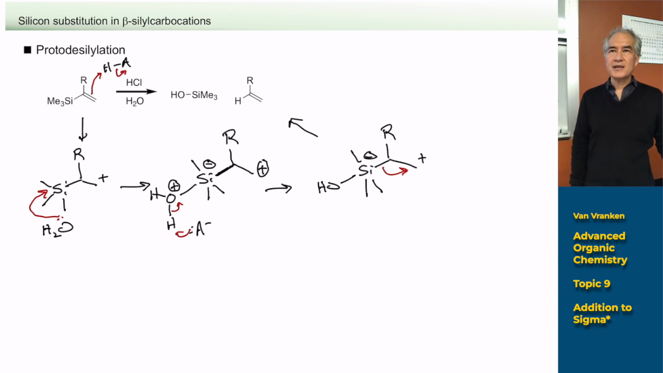Siliconate: negative charge on silicon, 5 bonds to silicon, no problem. You can have 6 bonds to silicon. Silicon is not a second row atom like carbon. So you just have to get used to these combinations.